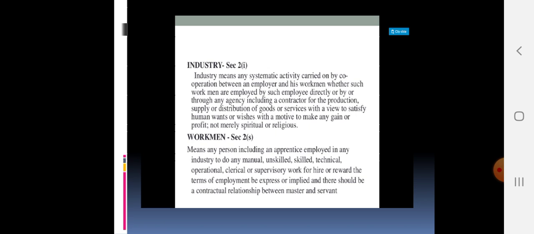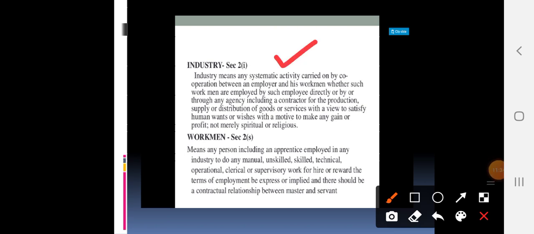Next, what is the definition of industry? As per section 2 clause J, industry means any systematic activity carried on by cooperation between an employer and his workmen, whether such workmen are employed by such employer directly or by or through any agency, including a contractor, for production, supply or distribution of goods or services with a view to satisfy human wants or wishes, with a motive to make any gain or profit, not merely spiritual or religious.